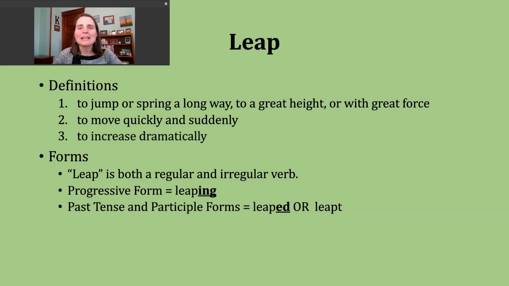I think it can be fairly common to see prices being described as leaping or increasing. Now, you should know that leap can be both a regular and irregular verb. Whether you're in the United States or in the United Kingdom, you're always going to see the progressive form with ing added to the end to form leaping. But your location, or with whom you're speaking, might change how you hear the past tense and participle forms.